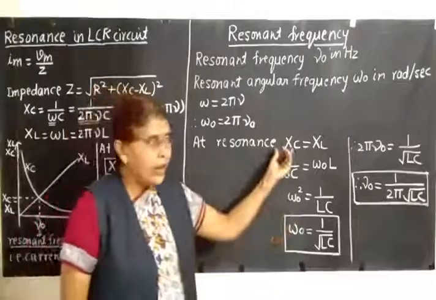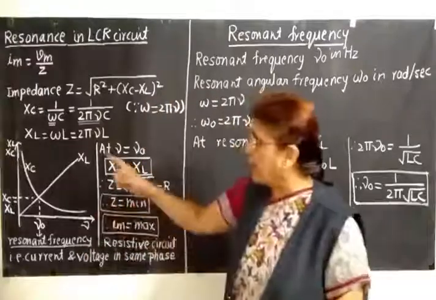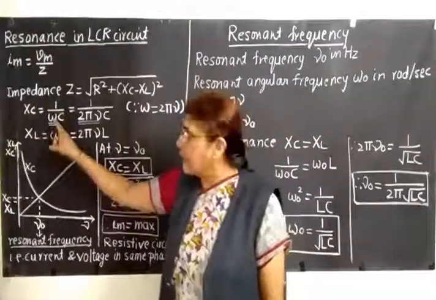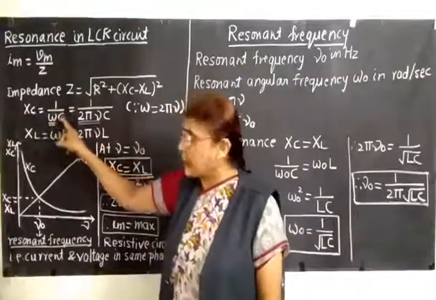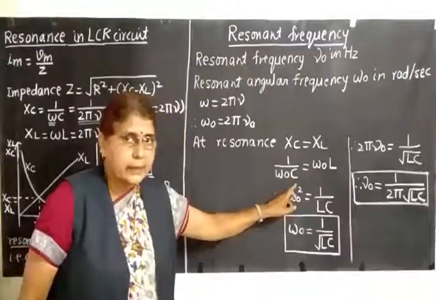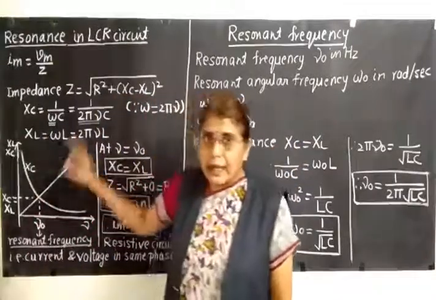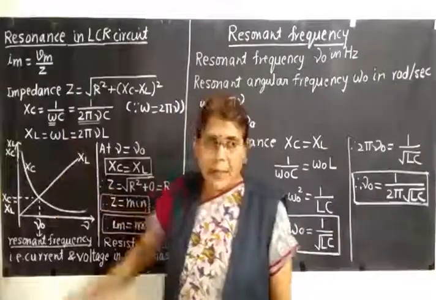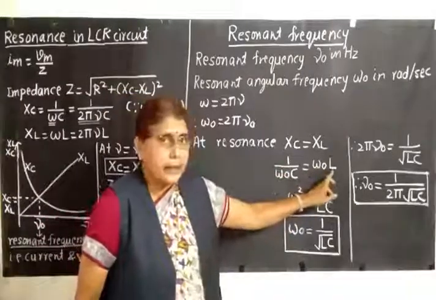Now what we shall do? Put the value of Xc and XL and simplify. So here we have written down the value of Xc. What is Xc? 1 upon omega c. For resonance, omega is omega 0. So what will be Xc at resonance? Xc will be 1 upon omega 0 c. So here I have written Xc as 1 upon omega 0 c. Now find the value of XL. XL is omega L. At resonance, omega is omega 0. So XL will be omega 0 L. So I have put the value of XL as omega 0 L.